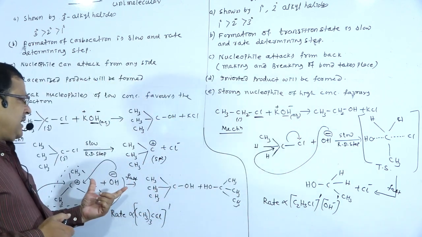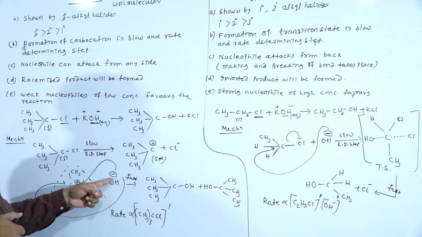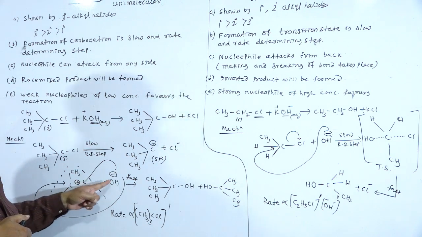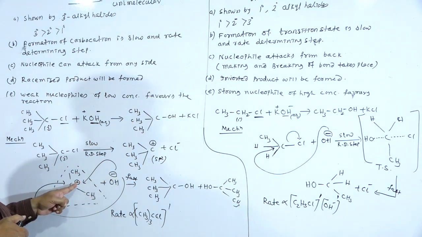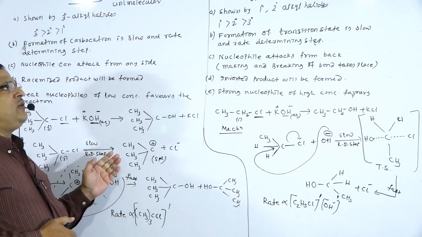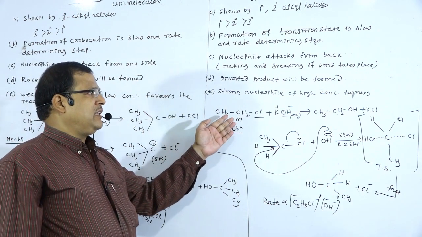But in this case, there is no such relationship. Only the nucleophile will attack. This is the cation, the positively charged species that is produced. So the nucleophile may attack from the front or may attack from the back. Then the question is, why is there a backward attack of the nucleophile in this case, but no attack of that nucleophile from the front?